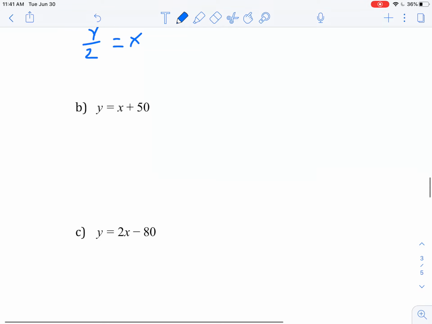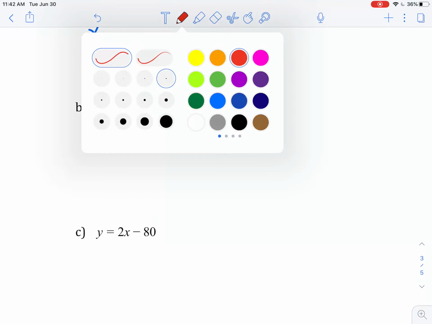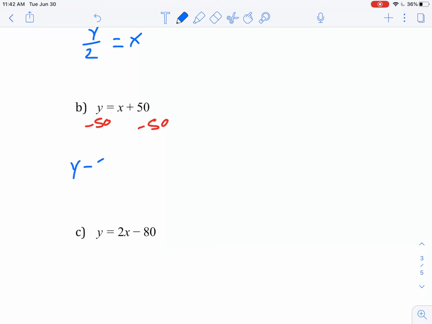Second example, y is equal to x plus 50. Well, what's happening to x? 50 is being added to it, so I need to take that away. So if I take away 50 from one side, I need to take away 50 from the other, and I'm left with y minus 50 is equal to x.